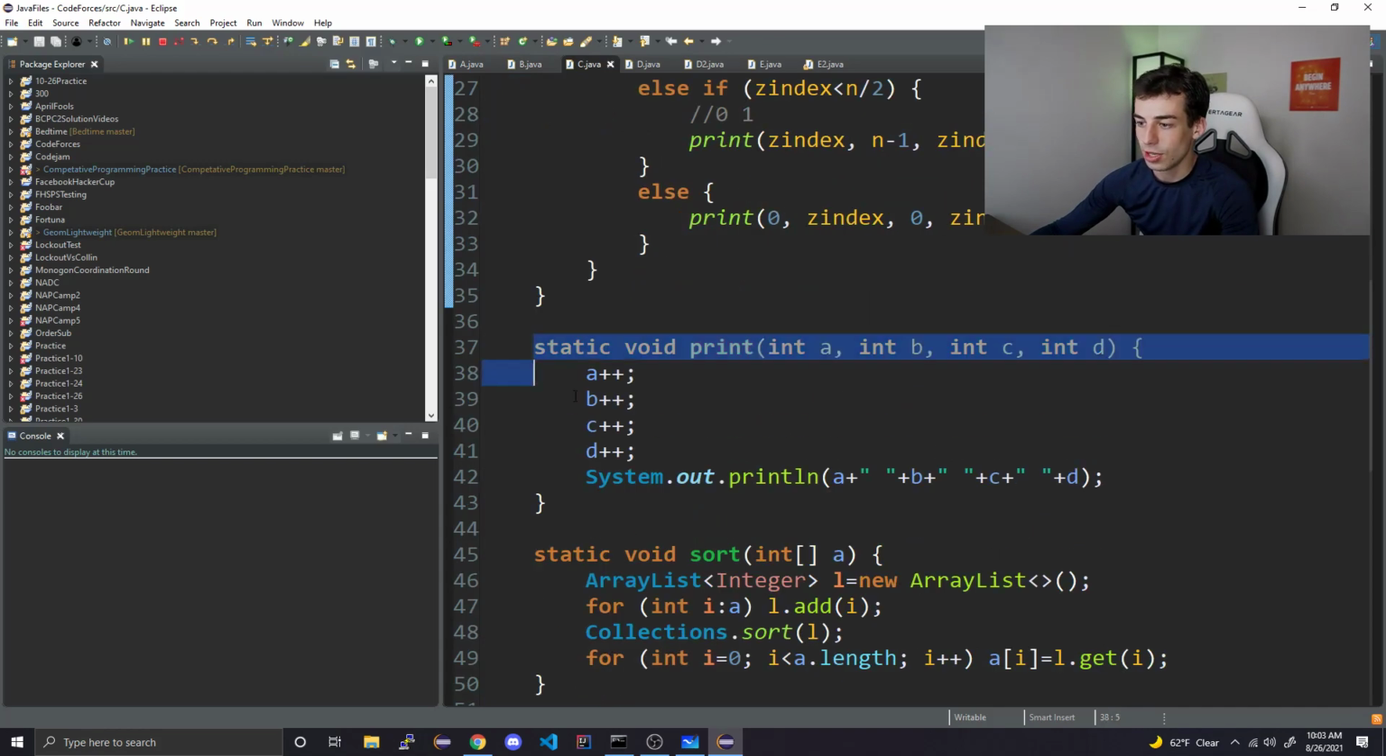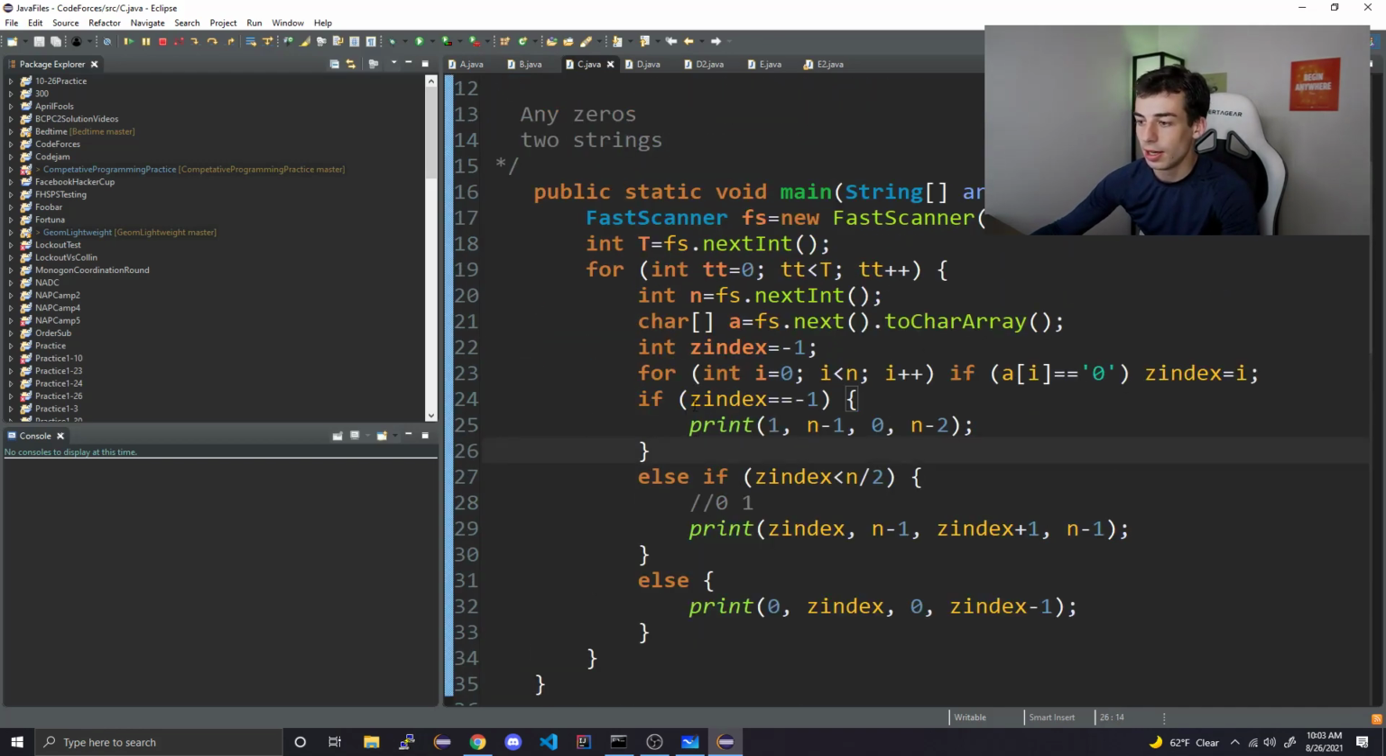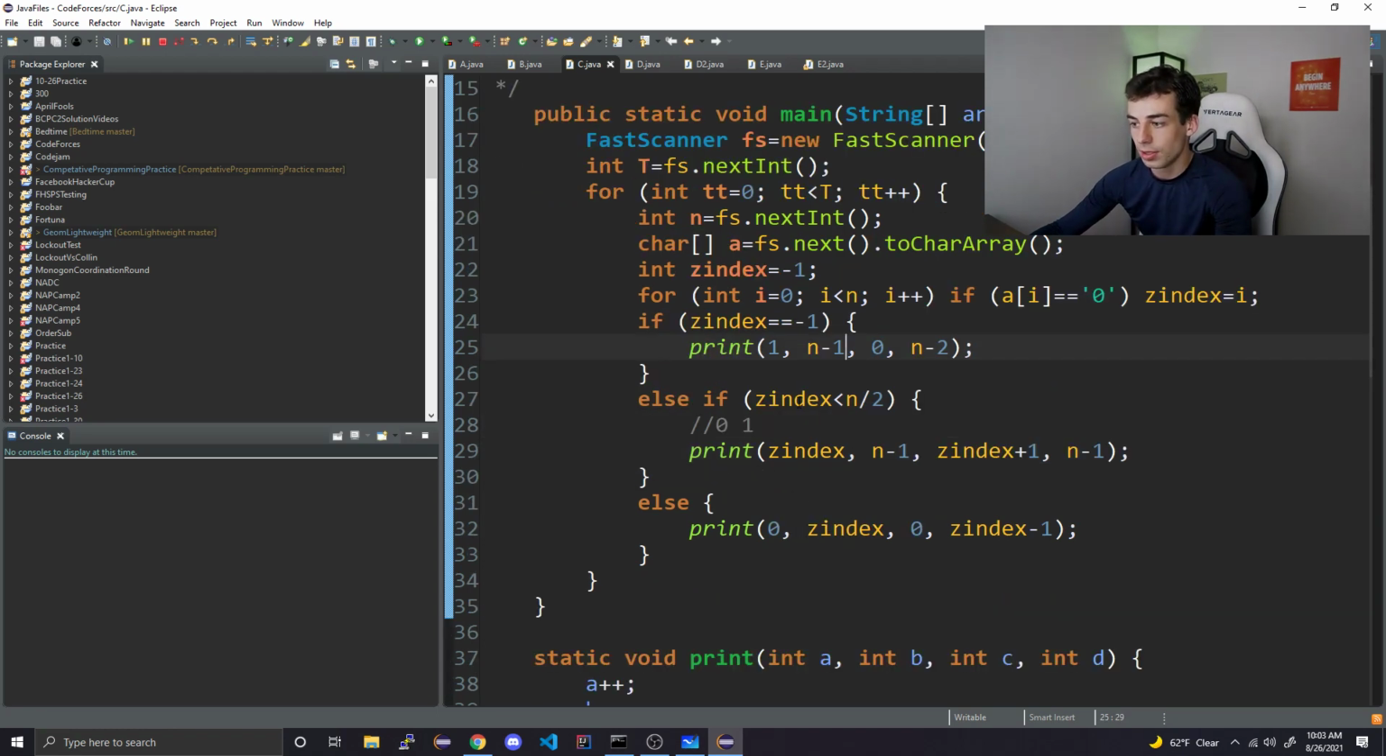Yeah, it's really easy. I just have this print method, and then if there is no 0 in the array, then I print the first n minus 1 things and the last n minus 1 things. Otherwise, if the 0 is in the first half, I print the 0 to the end and then 1 after the 0 to the end. Otherwise, I print the beginning to the 0 and then the beginning to 1 before the 0.